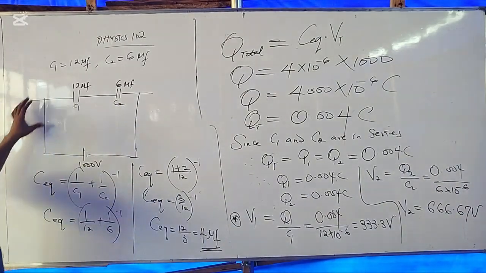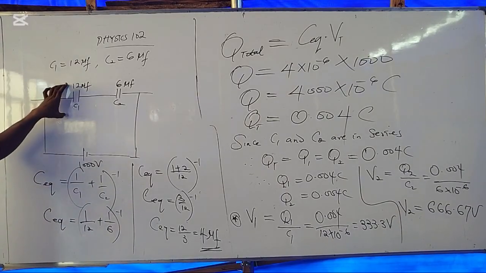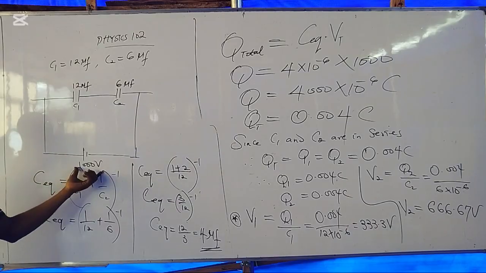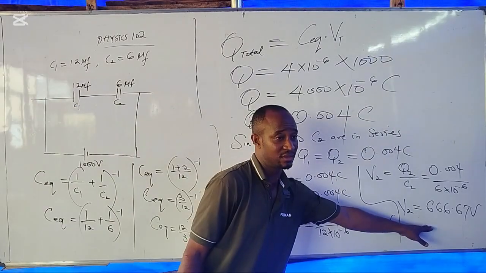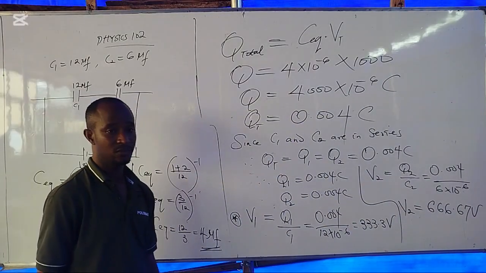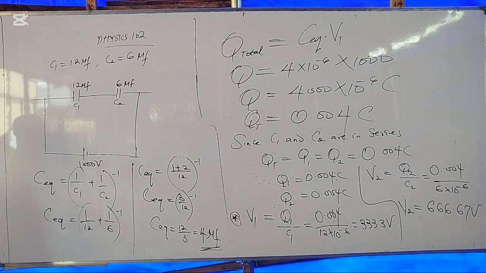Now let's check if our answer is correct. The total voltage here is 1000. When you add the voltage in C1 and that of C2, you must have 1000. Is it true? Let's add up. This plus this should be equal to 1000, right? 1000. Okay. Please write. We are at number 4.